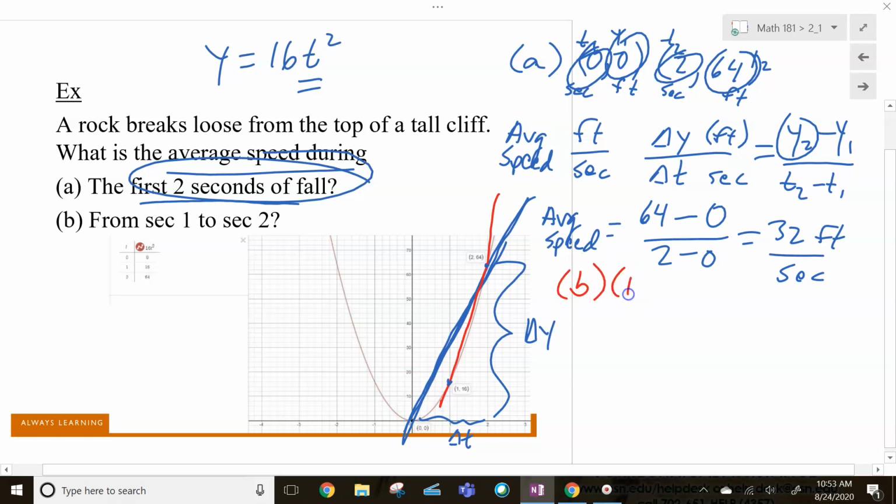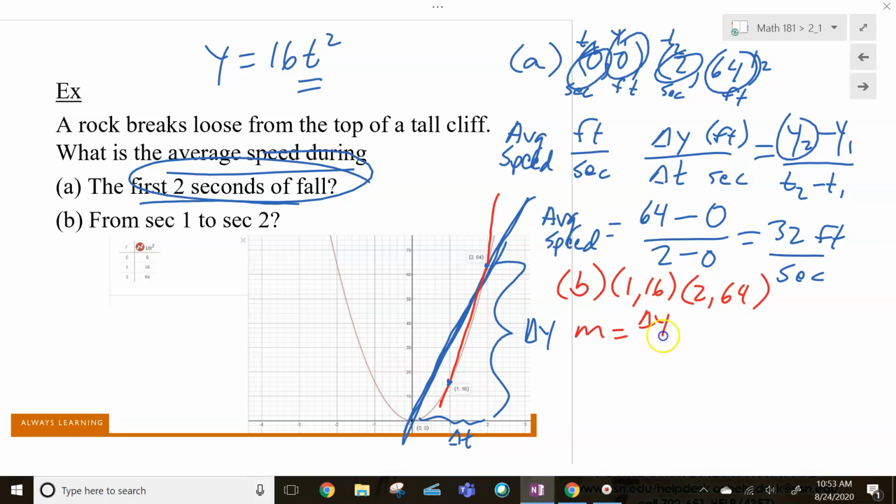So from 1, which means I've fallen 16 feet, to 2, 64. What's that slope, right? What's the slope of that line? What's the change in y over the change in t? 64 minus 16 over 2 minus 1. So it looks like here we end up with 48 feet per second. So it's a little steeper, right? So 48 feet per second is my average speed. Again, I don't know my instantaneous.